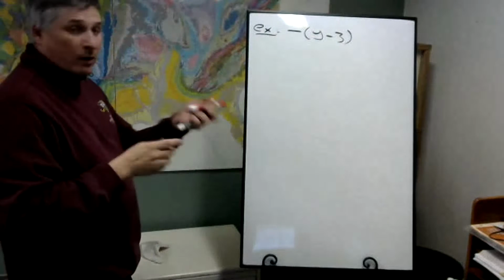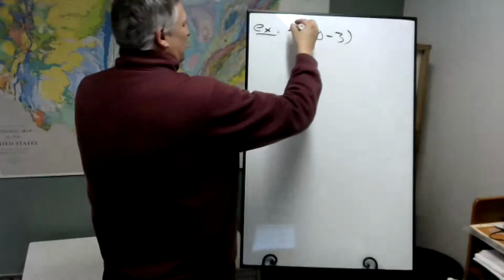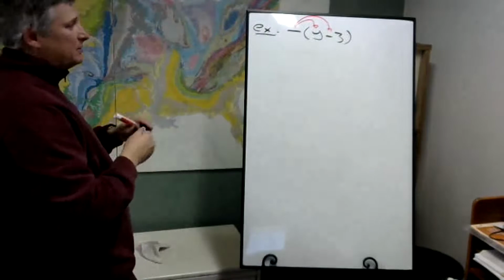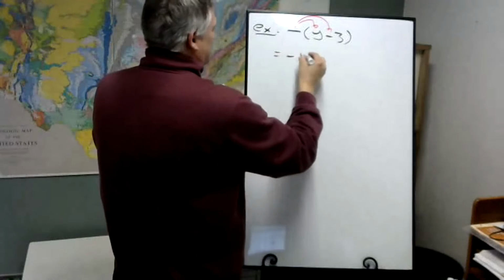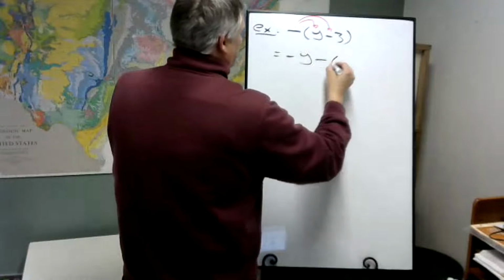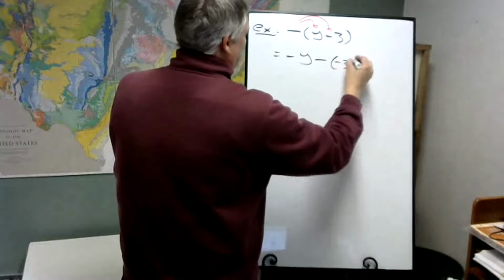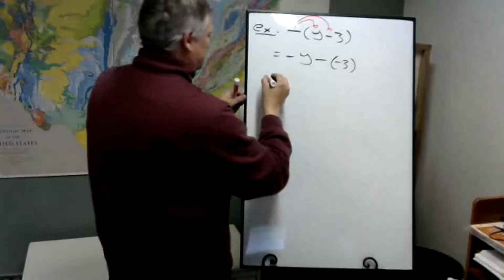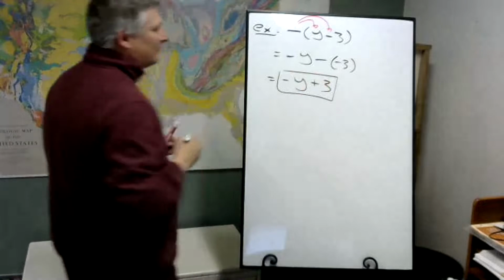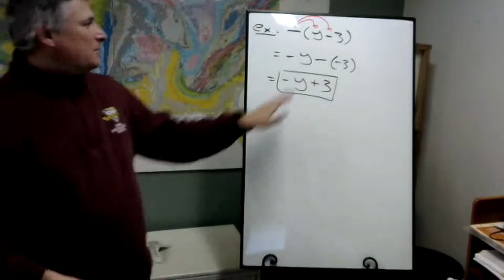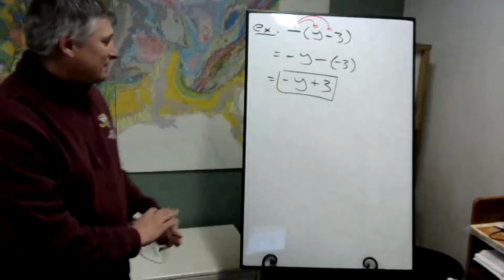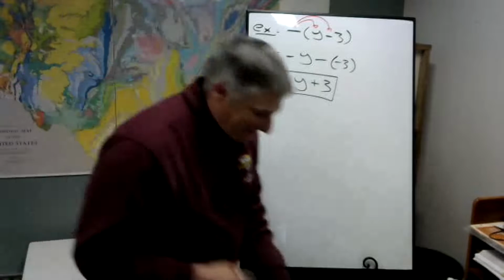So minus y minus 3. Well, again, we distribute. And what we're going to run into is minus y, and now we have a double negative. Minus 3. Or minus y plus 3. So this minus will become a plus. This positive y becomes a negative y. All right.